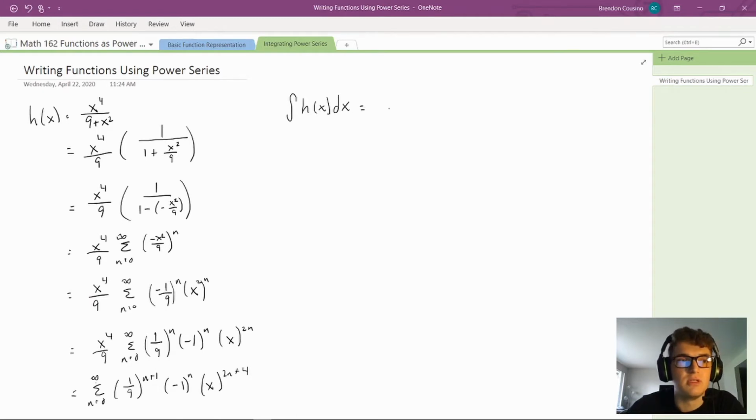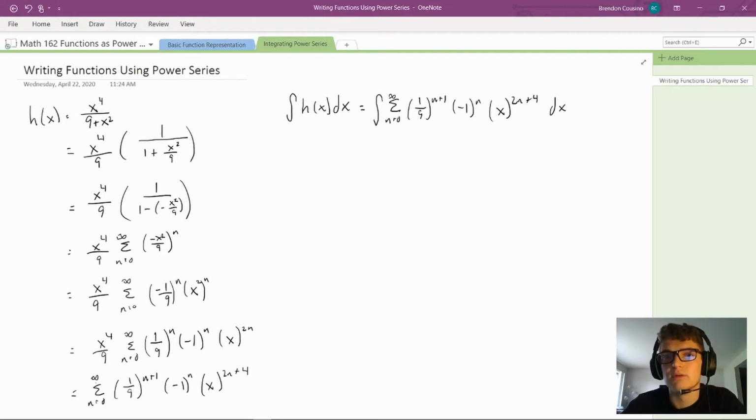Okay, so if I know that h of x is equal to this power series, I can plug this into the integral here. So this is going to be the integral of the summation as n is equal to 0 to infinity of positive 1/9 to the n plus 1 times negative 1 to the n times x to the 2n plus 4 dx. Remember, for the integral we're integrating with respect to x, but our summation is with respect to n.